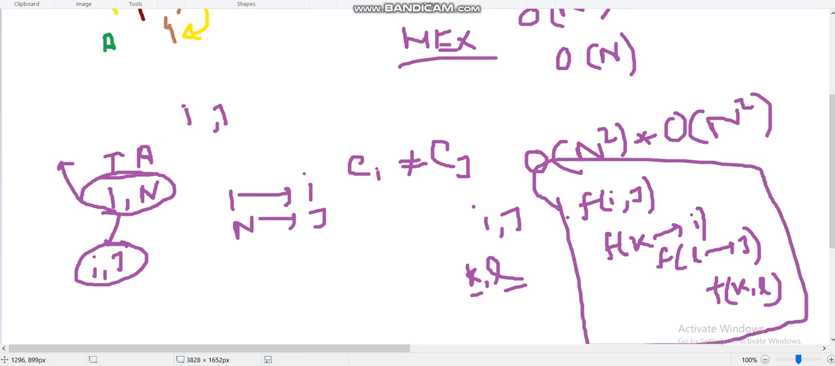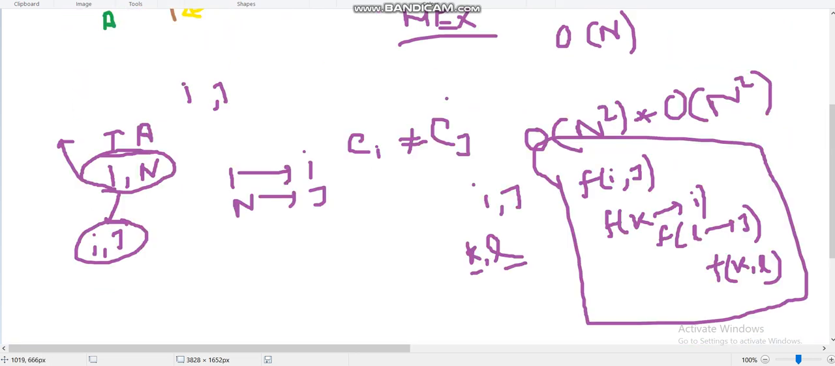For all i comma j we are moving to k comma l, where k is adjacent to i and l is adjacent to j. So you might think the order of time complexity is order of n to the power 4, but that is not right. So let's look at what is the overall amortized complexity of this.